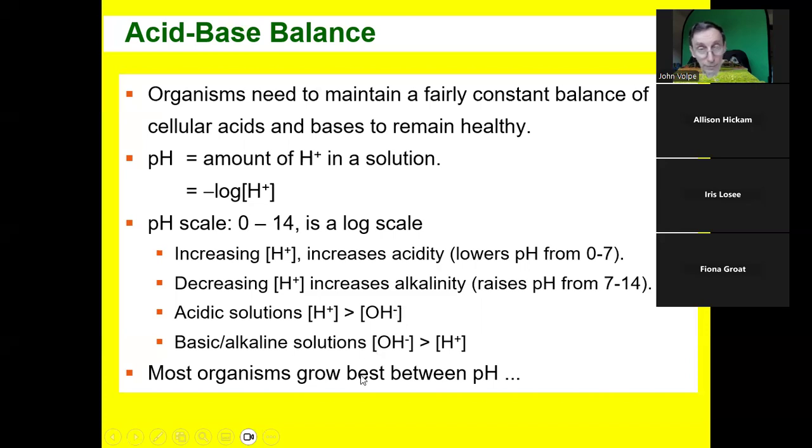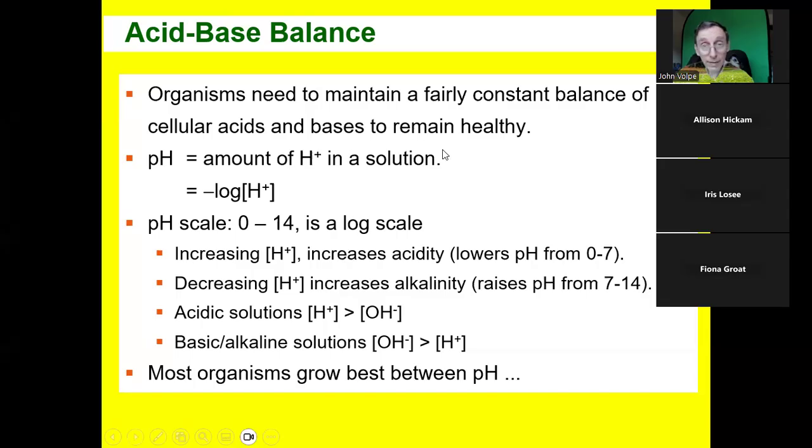Most organisms grow best around pH 7, so we can say they grow best from around pH 6 to pH 8. And if you go outside of that pH range, many organisms cannot grow. Like most bacteria grow between pH 6 and 8. If you go outside of that range, the bacteria cannot grow, cannot reproduce.